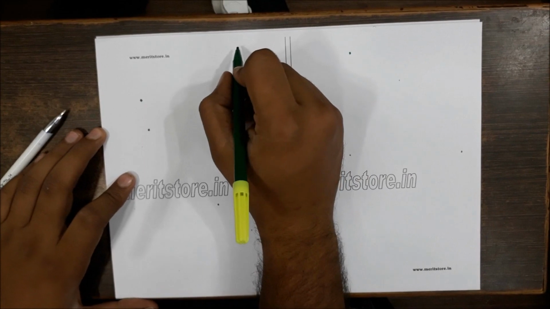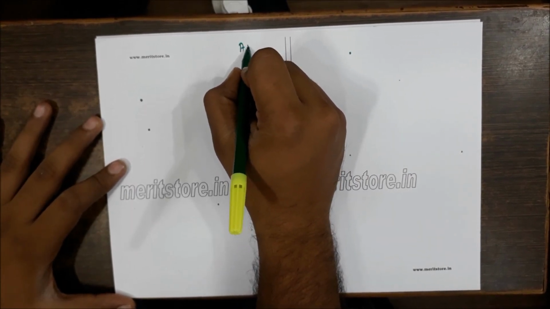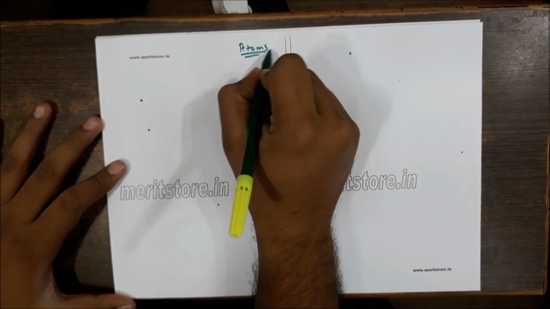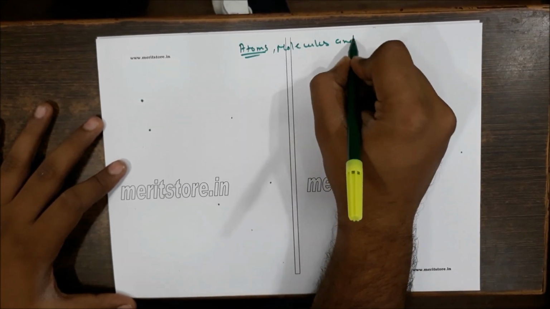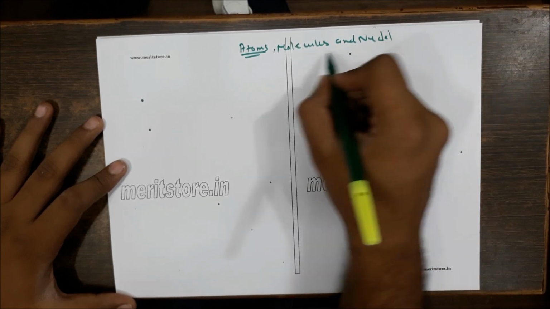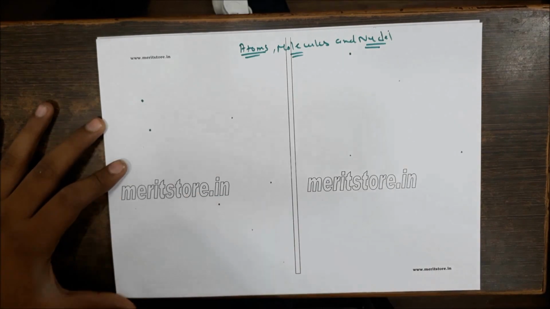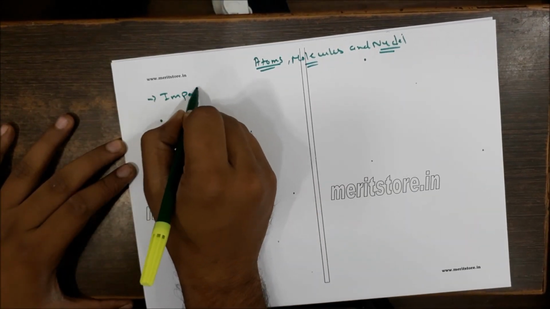The next chapter, which is very very important from the CET point of view, is atoms, molecules and nuclei, AMN. Let us discuss the important formulas.